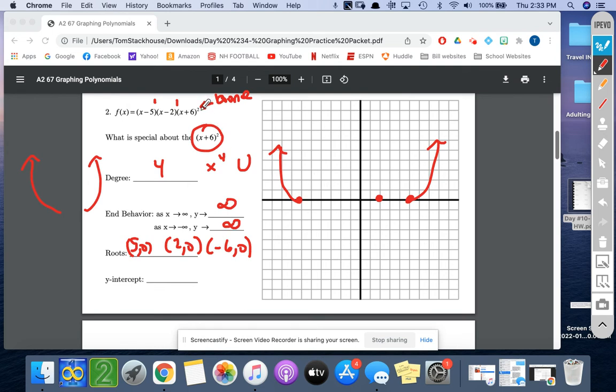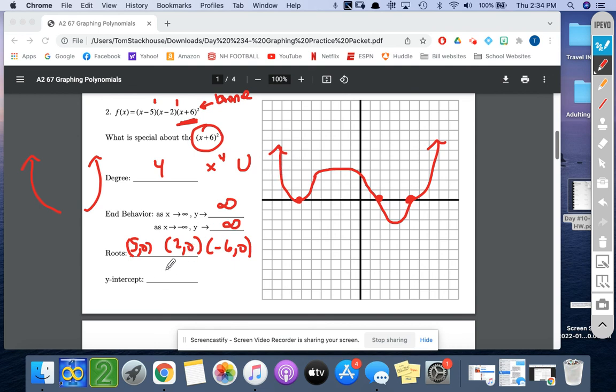This -6 root has an exponent of 2, so I'm going to bounce up and off that point. Now I'm going to start heading towards my second root, which is +2, and that exponent is 1, so I'm going to go through that root, so I'm down below it. And then the 5 has an exponent of 1, so I'm going to go through that root. And there's my W. Now, it's a more accurate graph than what we were just sketching.